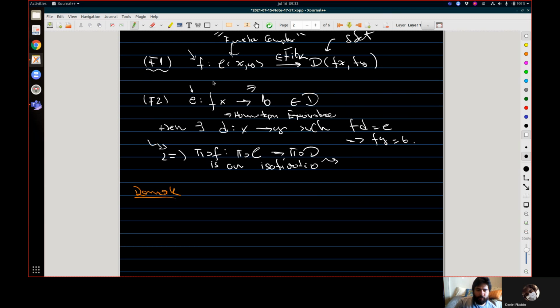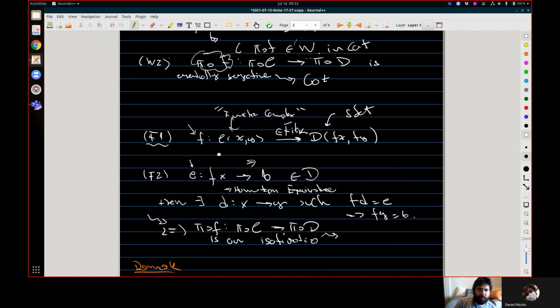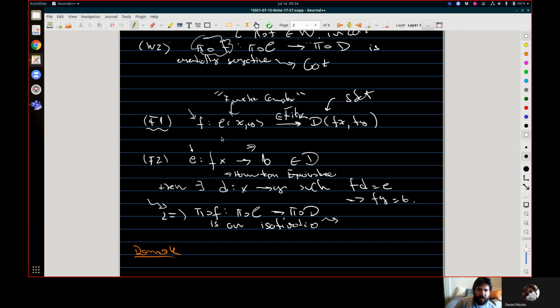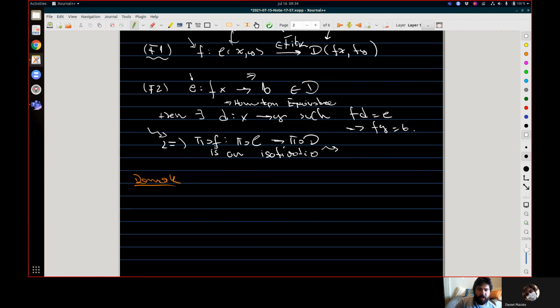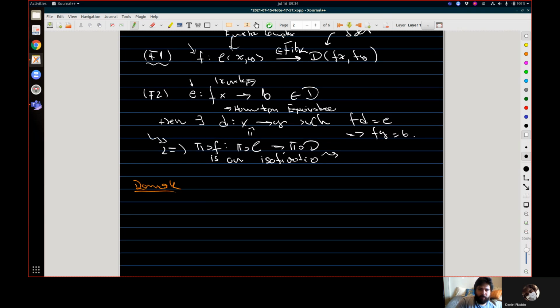And here we have the same thing as before, but now in the model structure on Cat. We said here that this is an equivalence of categories, so it's a weak equivalence in Cat. Here we said that this is an isofibration, because this is equivalent to this homotopy lifting property here. Not lifting, you know, pullback, I guess. So yes, this here is an isofibration. That is to say that pi 0 is a fibration in the model structure on Cat.